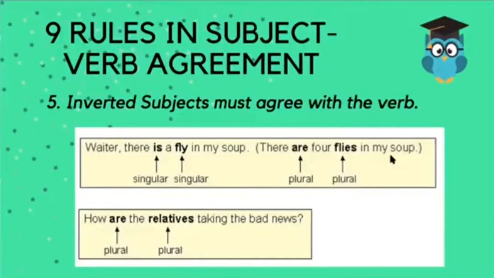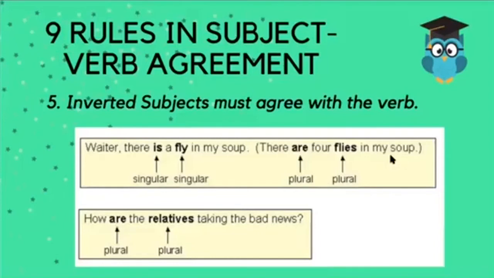That would be totally wrong because you should let the subject and verb agree with each other. Next example sentence is, how are the relatives taking the bad news? Okay, so relatives is plural, so the verb should be plural as well. You cannot say, how is the relatives. If you want to use is, this should be relative: how is the relative taking the bad news?